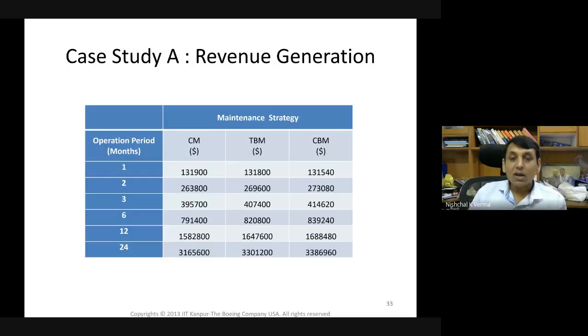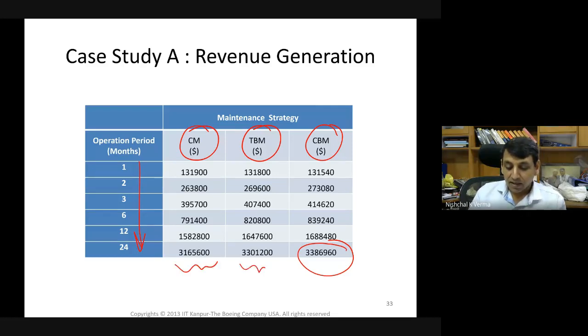But then what happens when we use these three strategies? We see that over a period of time, you see the months here, even in a single month, even in 1 year, we see the profit rising, and we see the comparison here. Similarly, just think of a machine which has the life of 10 years. This is for a single machine.